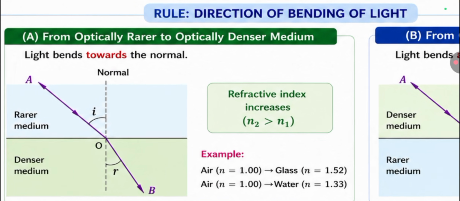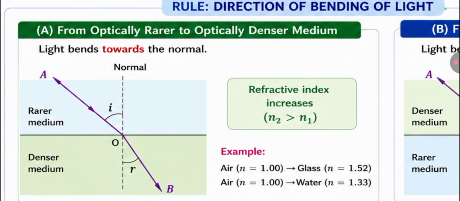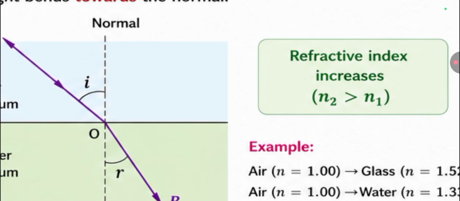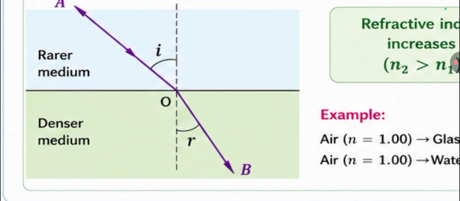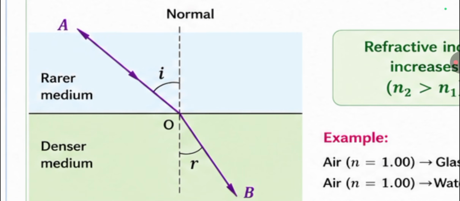Here light bends towards the normal because the light ray passes from a rarer medium to a denser medium. So the light ray bends towards the normal when it enters the denser medium. Okay. All of you understand?